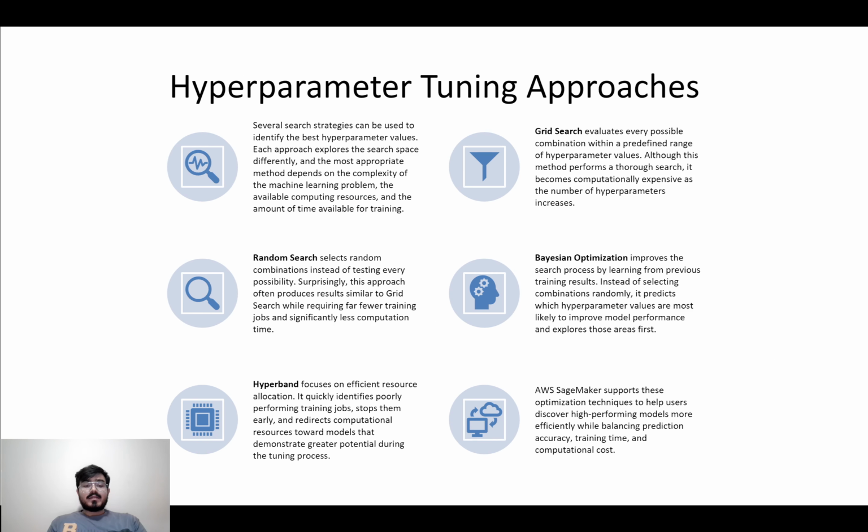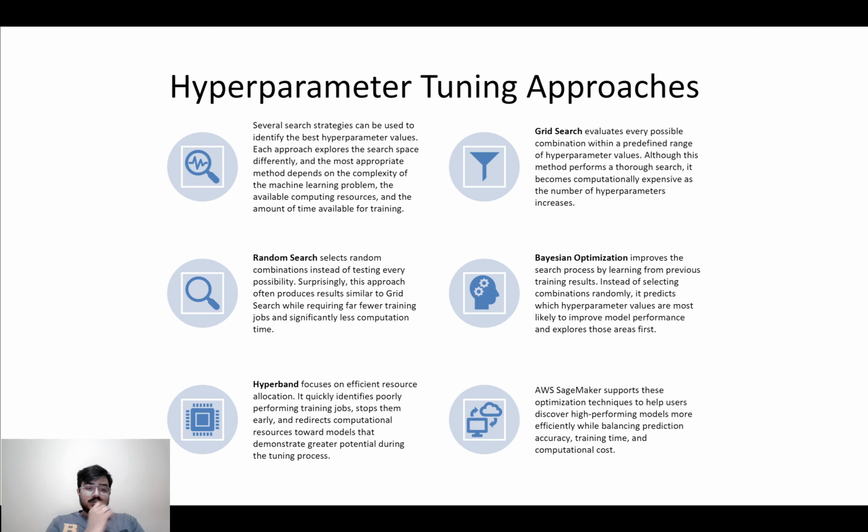So now let's look at several approaches that can be used to search for the best hyperparameter values. Each approach explores the search space differently, and the best choice depends on the machine learning problem, available computing resources, and amount of training time. The first approach is grid search. Grid search evaluates every possible combination within a predefined range of hyperparameter values. Although this method is very thorough, it becomes expensive as the number of hyperparameters increases.